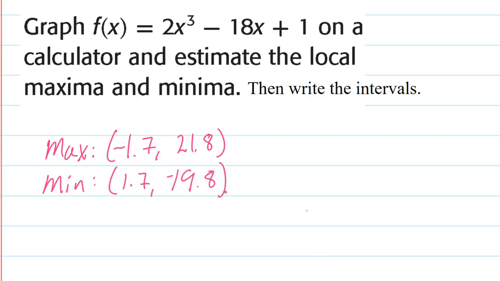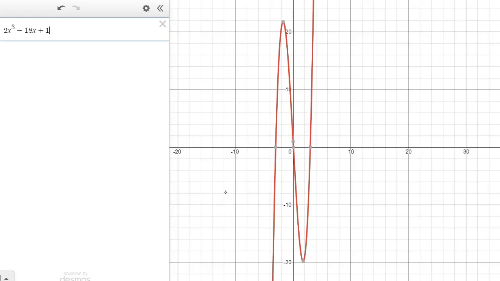Now, if we need to write the intervals, we can simply look at the graph going from left to right. From negative infinity all the way up into our negative 1.7, the graph is going up, and then at positive 1.7 to positive infinity, it's also going up, and in the middle, it's going down.